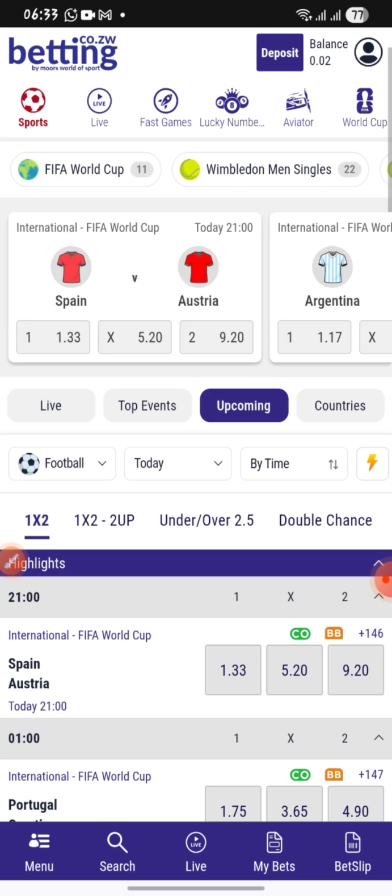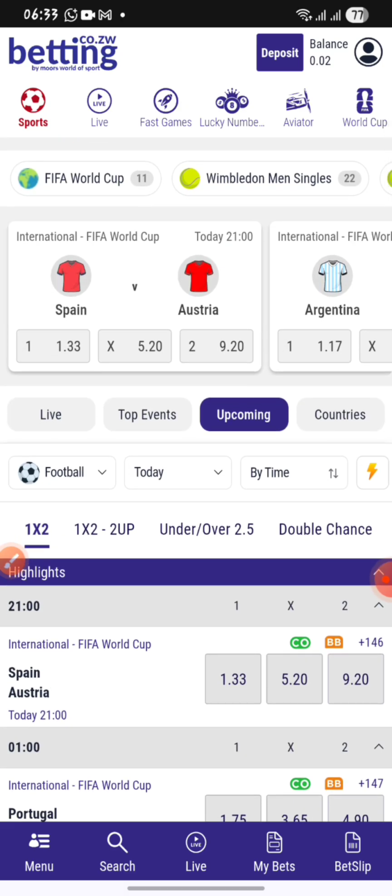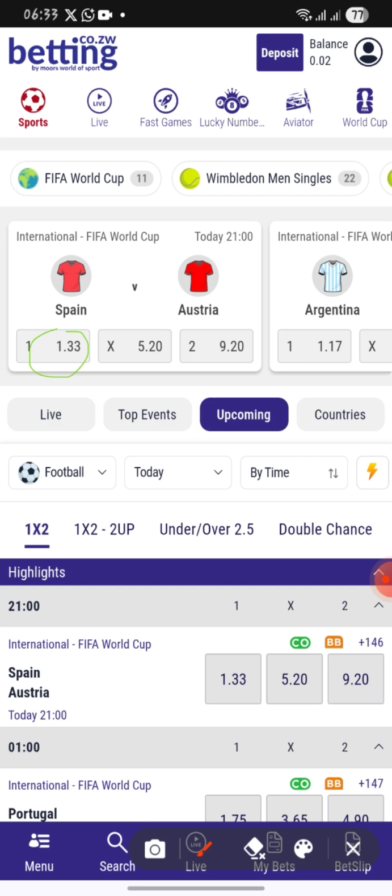Okay, so before we go any further, you can see that the odds are already favoring Spain. The odds are already favoring Spain because it has got $33. If a team has got a less amount of money, it means that team has got a high probability of winning the game. And Austria has got $9.20, meaning to say Austria, if it wins, you are going to cash out a huge amount of money. But let's forget about that. You cannot just jump into conclusions on betting.